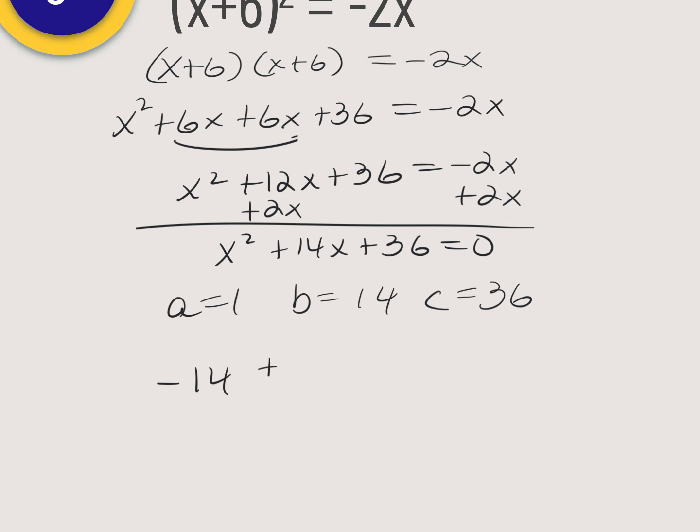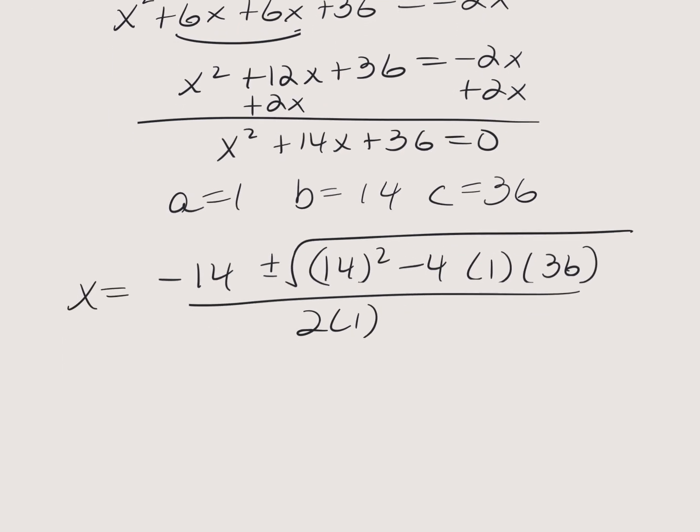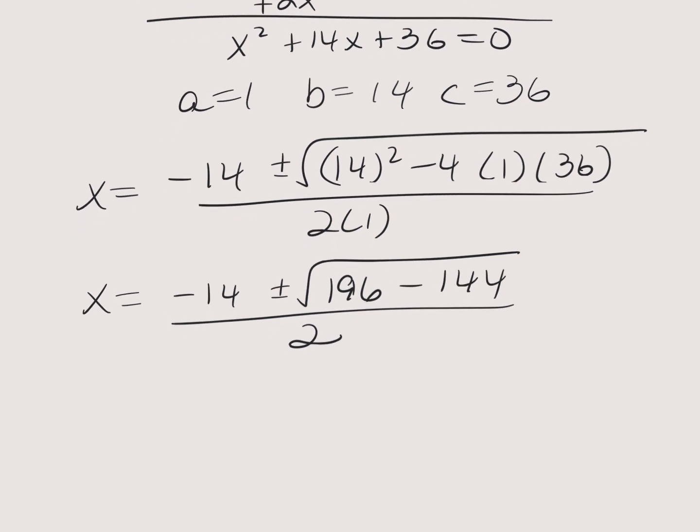Negative 14 plus or minus the square root of 14 squared minus 4AC, all under the square root, over 2 times A, so 2 times 1. And this is all x equals. So I'll go ahead and simplify what's under the square root. 14 times 14 is 196. And then 4 times 36, or negative 4, is 144. And then 2 times 1. I now need to subtract 196 and 144. And I get 52.